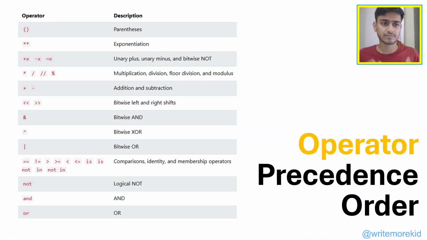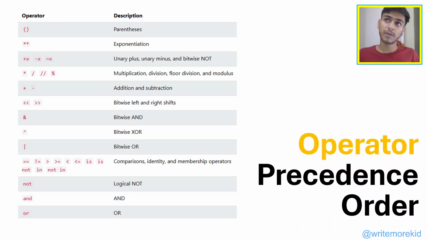Whenever you write an expression, Python evaluates it in this order only. So whenever there is an expression in front of you, you should know that parentheses will be evaluated first, then the exponential. And whenever there are multiple operators of the same precedence within an expression, Python will evaluate from left to right for all the operators except one, which is the exponential operator. For that, Python evaluates from right to left.